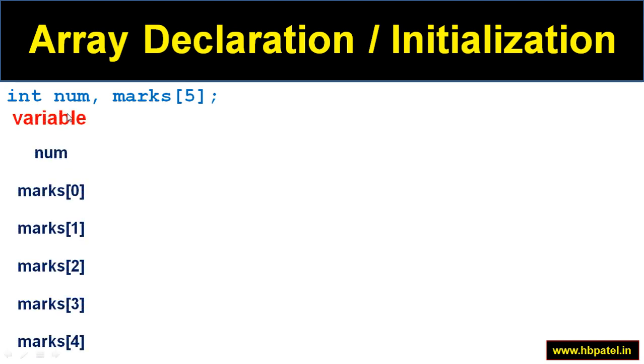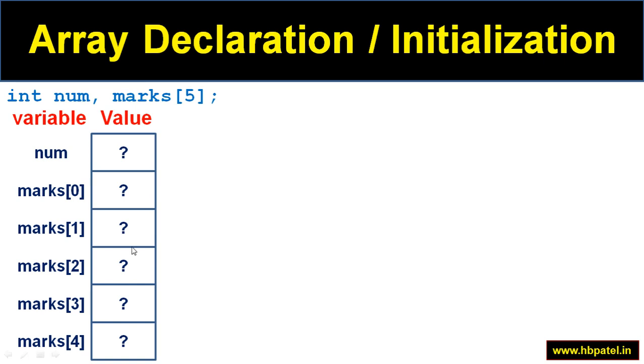So variable, of course we have one integer num, and then we have marks 0, marks 1, marks 2, marks 3, marks 4. The important thing to note here is array always starts with the 0 index. I repeat, array always starts with the 0 index. So 0 itself is a number here. So marks 0 is the first element, marks 1 is the second element, marks 2 is the third element, marks 3 is the fourth element, and marks 4 is the fifth element. So these are 5 elements.